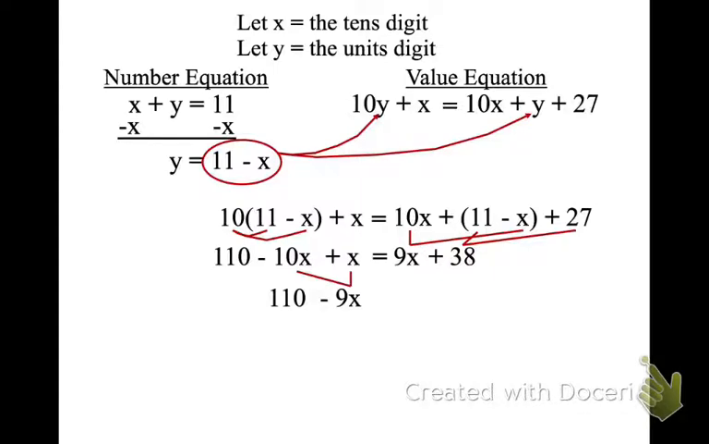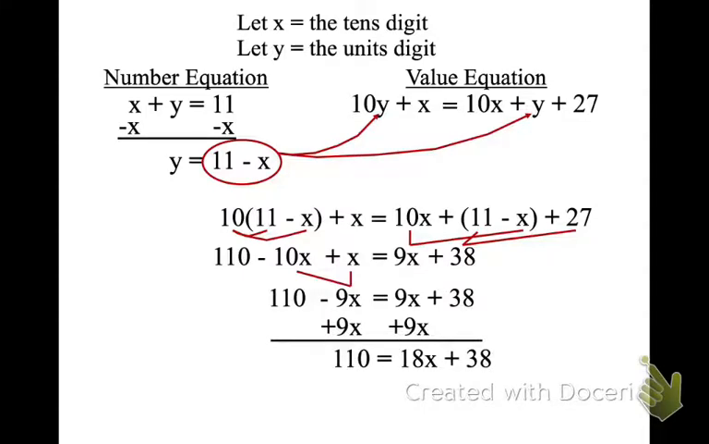And then I have 9x plus 38. I'm just combining my like terms. And so now I'm going to move my x's to one side. I'm going to add 9x to both sides. It cancels this one. And I like to see that cancel line, not scribbled out, but canceled. And then I'm going to subtract 38 from both sides.